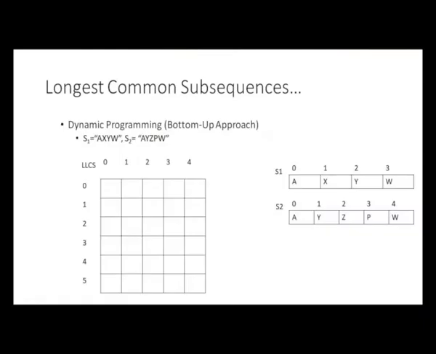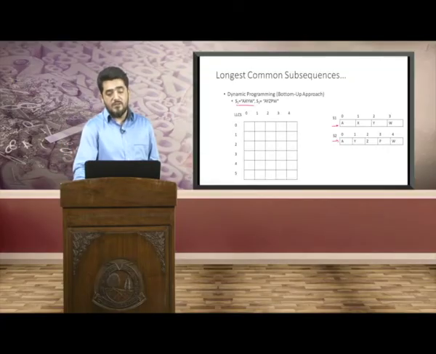As you can see on the slide, let us suppose we have two input sequences S1 and S2 being AXYW and AYZPW respectively. We are maintaining these sequences in two arrays, namely S1 and S2. The indices are 0, 1, 2, 3 and 0, 1, 2, 3, 4. So, the length of one sequence is 5 and the length of another sequence is 3.